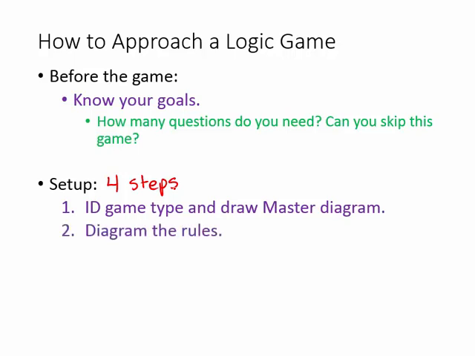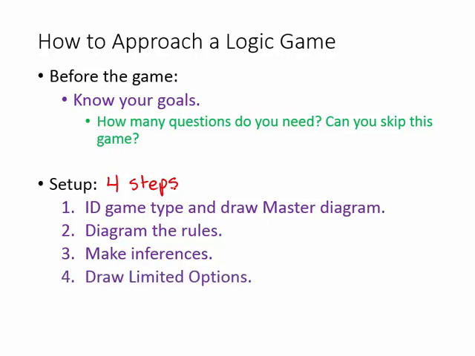Step 2, diagram the rules. Again, we're going to learn how to do this as we go through each game type, but this will become second nature to you pretty quickly. Step 3, make inferences. Making inferences is where you combine the existing rules to come up with new rules and limitations for the game. And lastly, step 4 is draw your limited options.